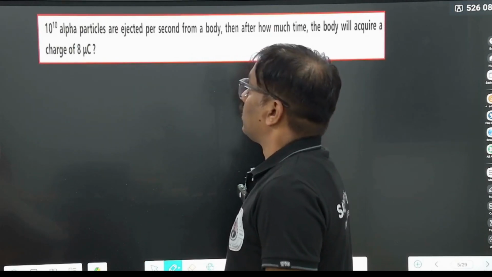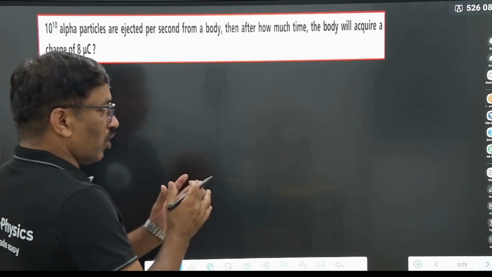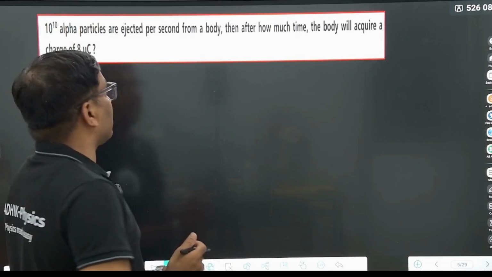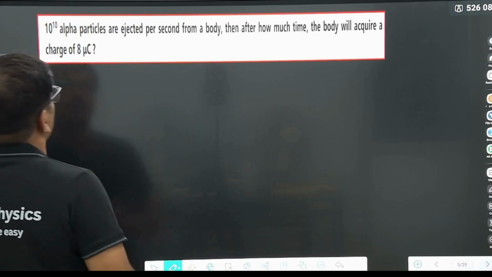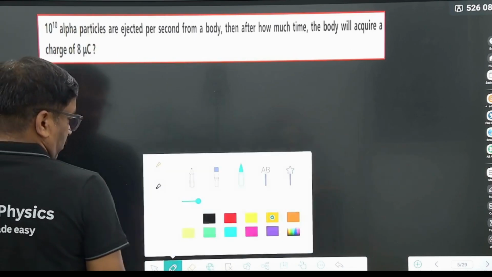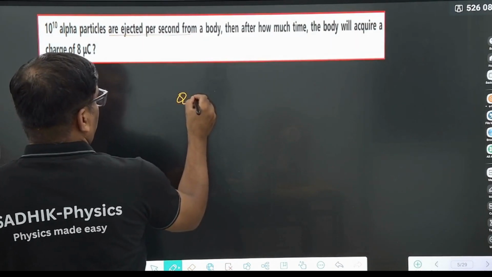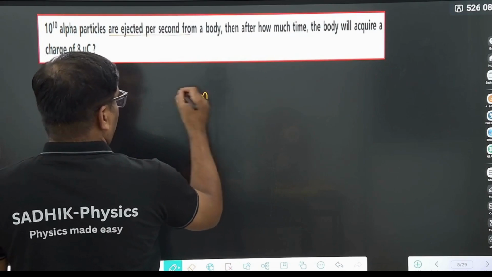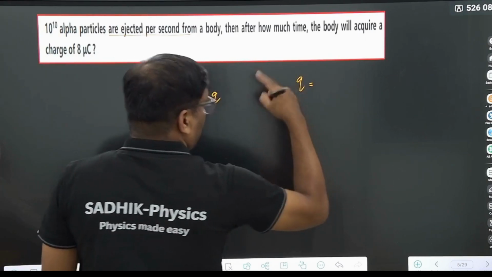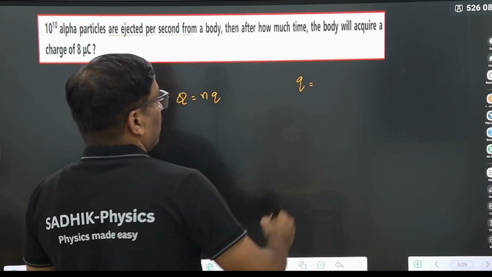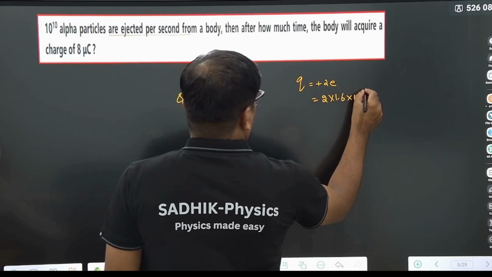Right. So here 10 to the power of 10 alpha particles are ejected per second from the body. That means there is one body, and from that 10 to the power of 10 alpha particles are emitted. Then after how much time will the body acquire 8 microcoulomb charge? Therefore here what you can write: per second, number of particles into the charge of alpha. What is the charge of alpha? An alpha particle is nothing but a helium nucleus. That means plus 2e, therefore 2 into 1.6 into 10 to the power of minus 19 coulomb.